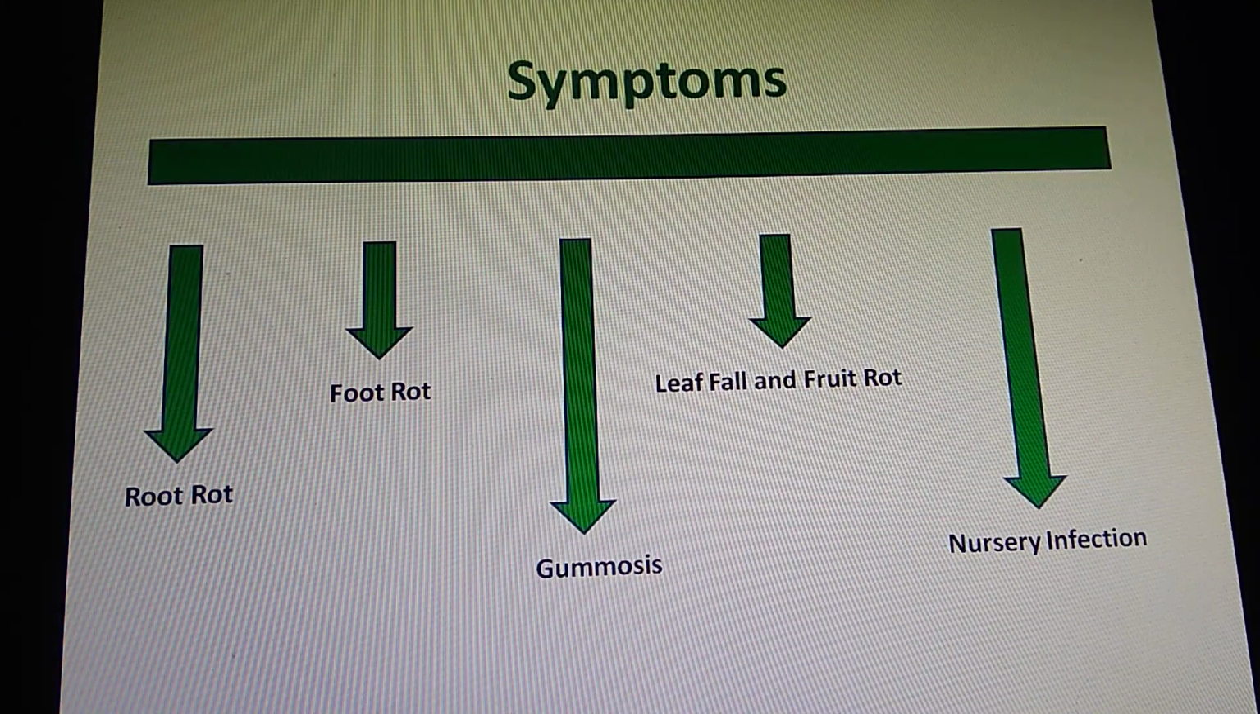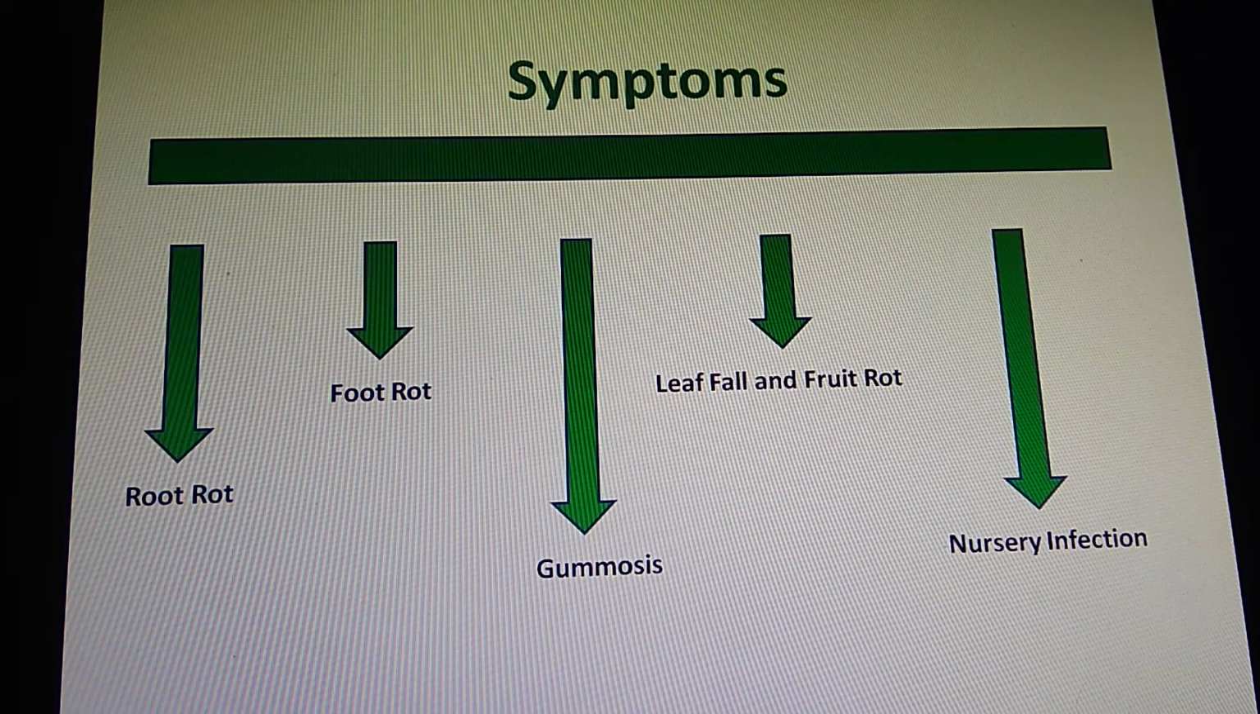Symptoms. Symptoms of the disease, we can divide into different types which occur in root, which occurs in different forms like fruit rot, gummosis, leaf fall and fruit rot, and nursery infection. Now we will discuss all these.